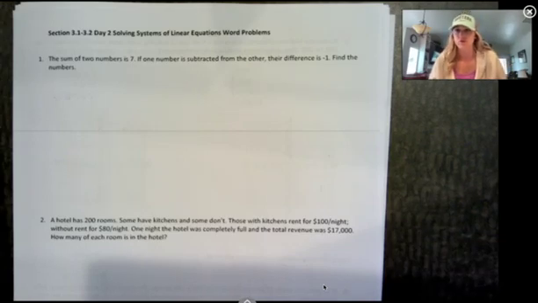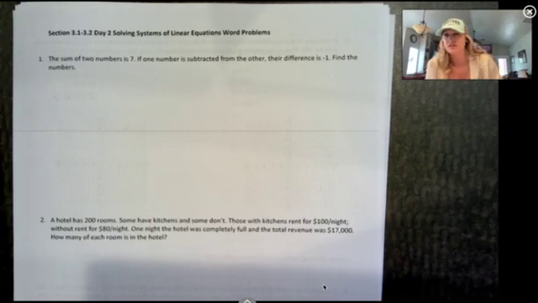This is another video for 3.1 and 3.2 involving linear systems. Today we're still going to be solving linear systems using either substitution or elimination, but the first step is to actually set up the system of equations. So we're going to be given a problem, and the first thing we need to do is identify the two variables.